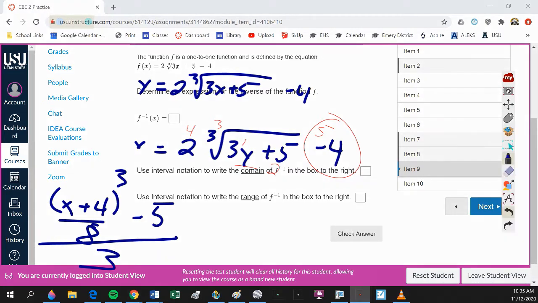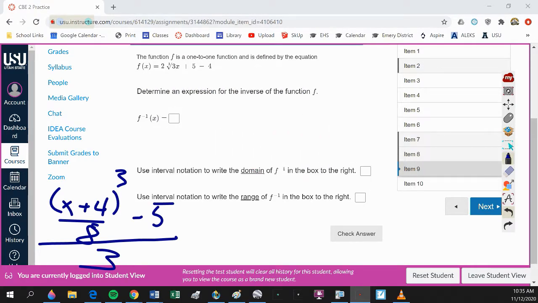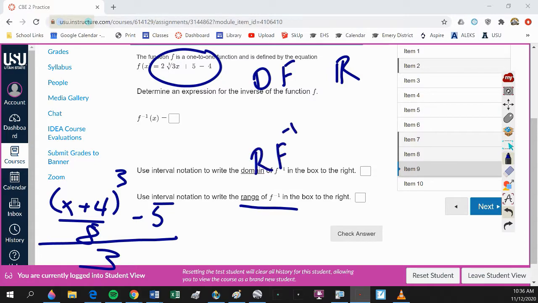Oh, there are more boxes. Thank you. Okay. The domain of f. Does this have any domain restrictions? It's a third root, not a square root. So no. So that domain would be all real numbers. Okay. The range of the inverse. Oh, sorry, that's the domain of f inverse. Okay. So the domain of f is all real numbers, which means that the range of f inverse is all real numbers. So this one is all real numbers.